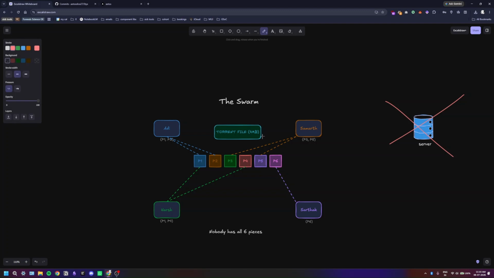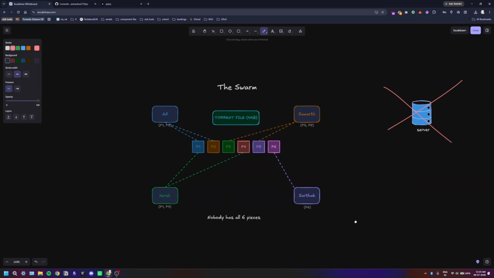So let's say there's a 4 MB torrent file I want to download. It has 6 pieces. Now Adi has piece 1 and 2, Samarth has piece 3 and 5, Harsh has piece 1 and 4, and Sarthak has piece 6. But not a single person has all the 6 pieces. So this is what you call a swarm.